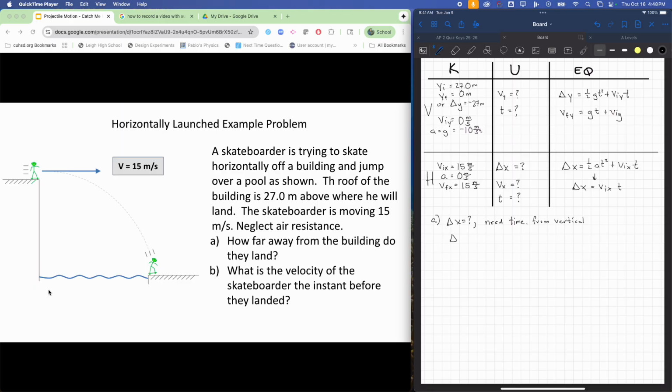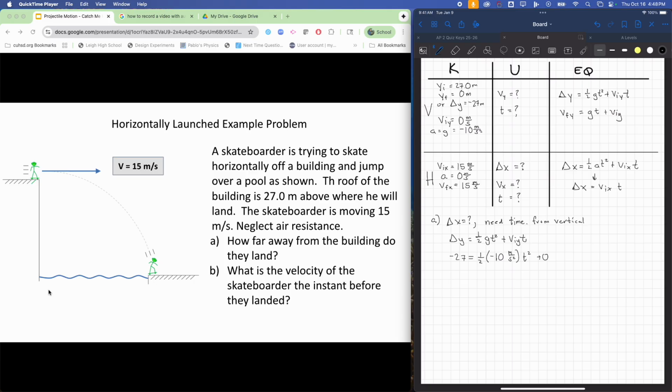So delta y equals 1/2 gt squared plus initial velocity in the y times time. The change in position we've already determined to be negative 27 meters. So negative 27 equals, now I'm going to enter the gravitational acceleration, which is negative 10 meters per second squared. Time is what we don't know. And then initial velocity in the vertical is 0, so this is plus 0. So now basically I'm going to solve this equation for t.